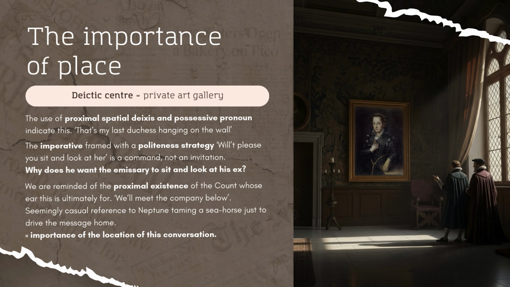Browning has created these characters that exist beyond the narrative of the poem. We can try to speculate about how things are going to pan out. And then after he drops this bombshell about his Duchess's smiles stopping, he then just casually carries on his conversation, talking about Neptune taming a seahorse that was cast in bronze for him. This is just a little extra to drive the message home in case there was any doubt. So we can see there is an importance of the location in this conversation.